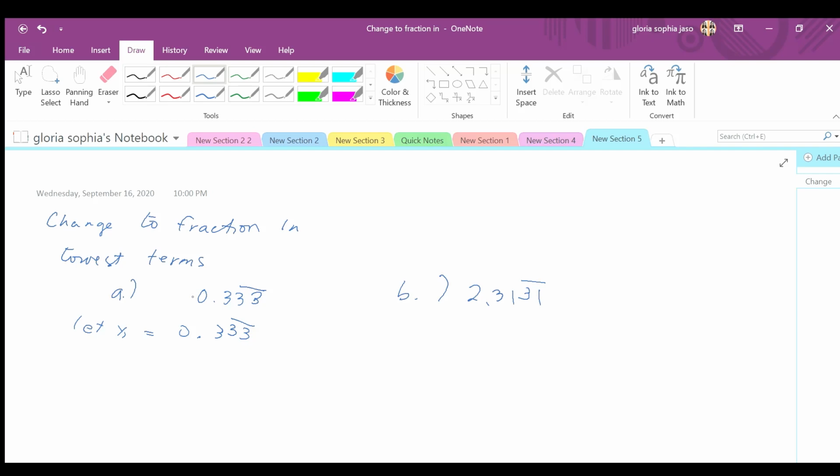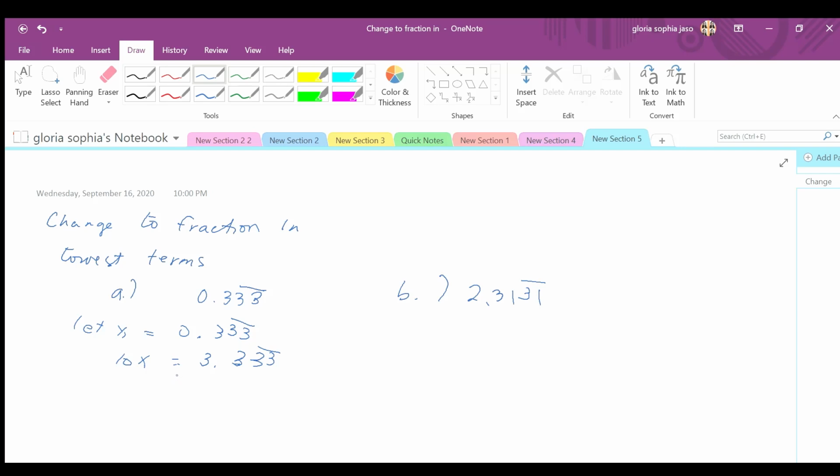So, this kind of decimal is a repeating decimal. So, first is to change it into fraction. First, we let x be equal to the fraction. So, 0.3333. So, we have to eliminate this part, the repeating. So, next step is multiply by 10 both sides of the equation. So, this side will be equal to 10x. And this side will be equal to 3.333.